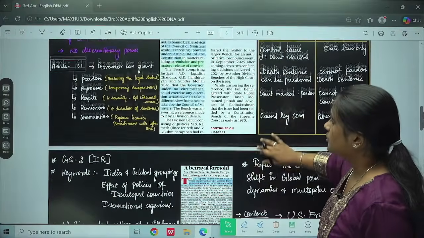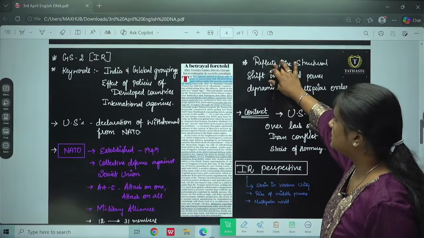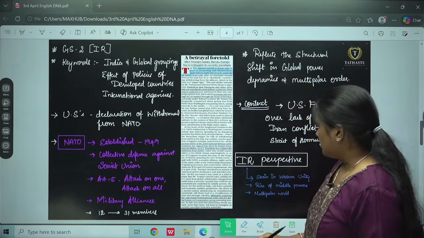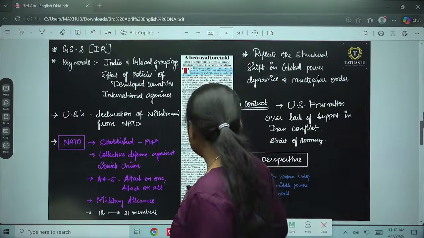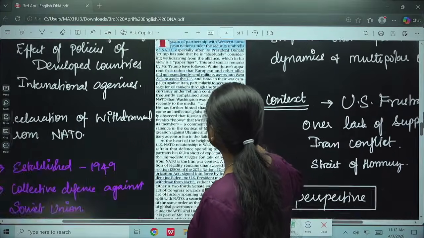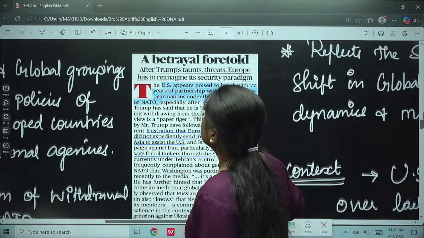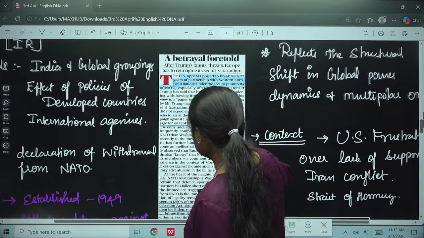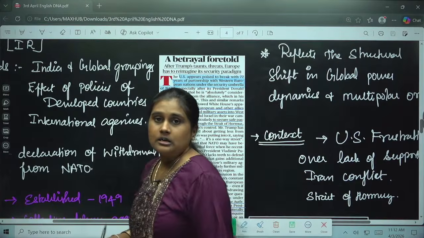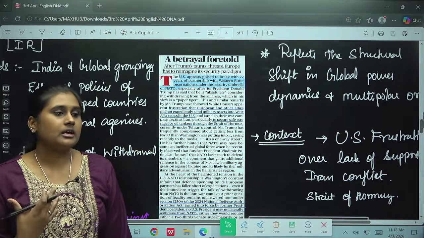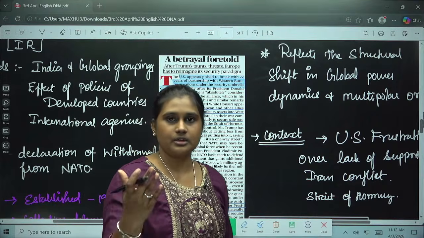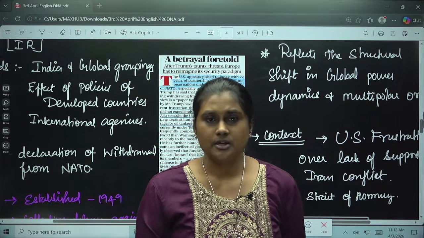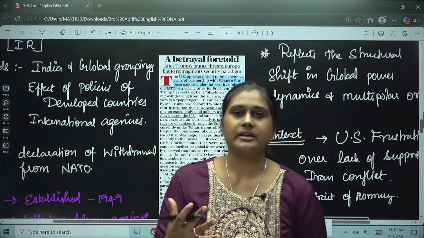Okay, moving on to the next one, it is about the betrayal foretold. So this article is basically about US withdrawal from NATO. If you know NATO, it's the North Atlantic organization, right? So they have the objective of security. For global security purposes, they will act as one.